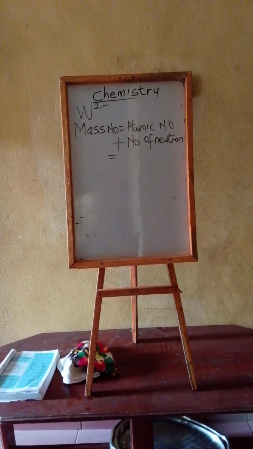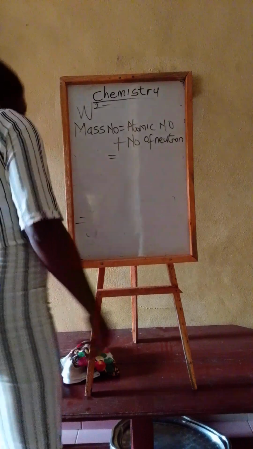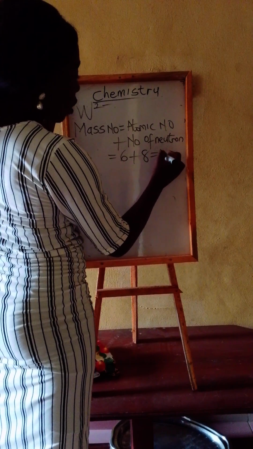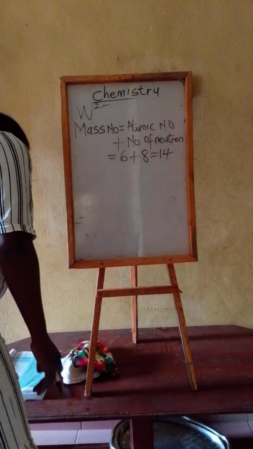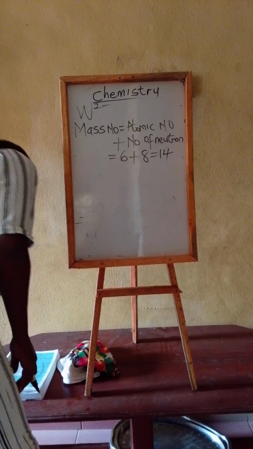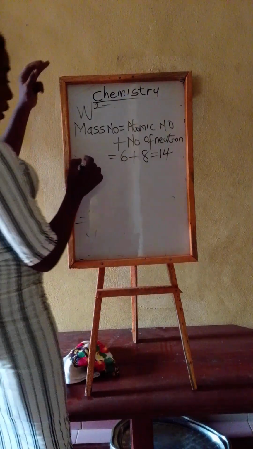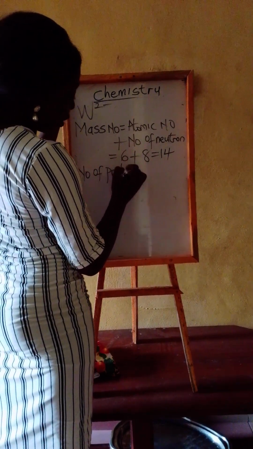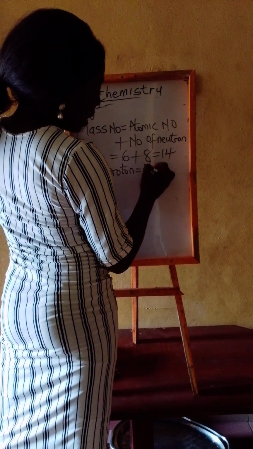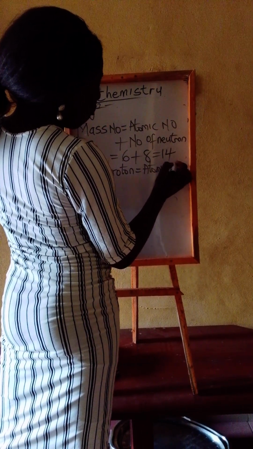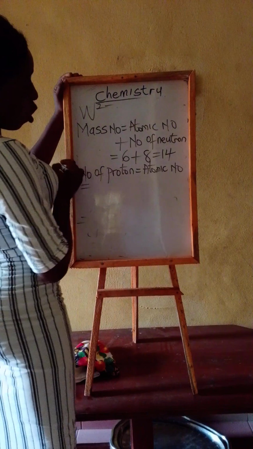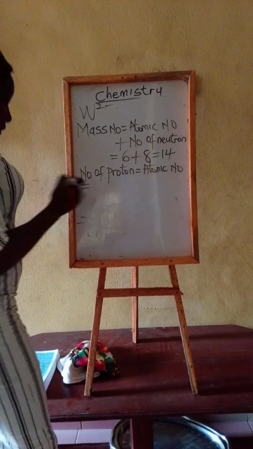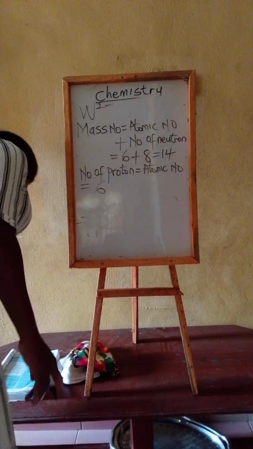So what is the atomic number? The atomic number is 6 plus 8. 6 plus 8 is going to give us 14. Then we have to calculate number of proton. Number of proton is equals to atomic number. Now what's the atomic number? The atomic number is 6.